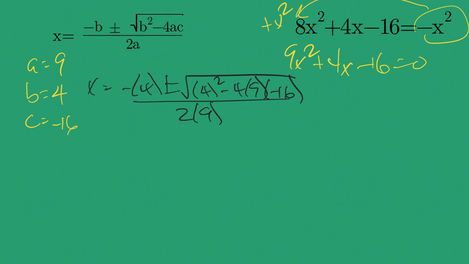Shove it in there, and let's start simplifying. Okay? So right here, negative 4 plus or minus square root. What is 4 squared? Thank you. 16.